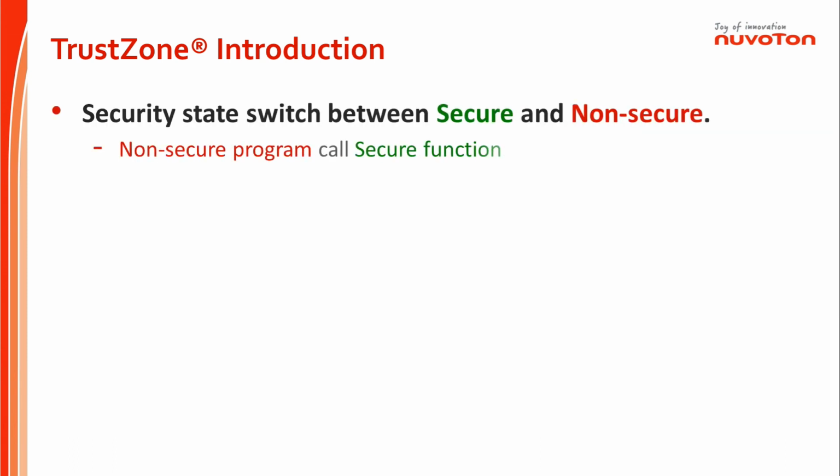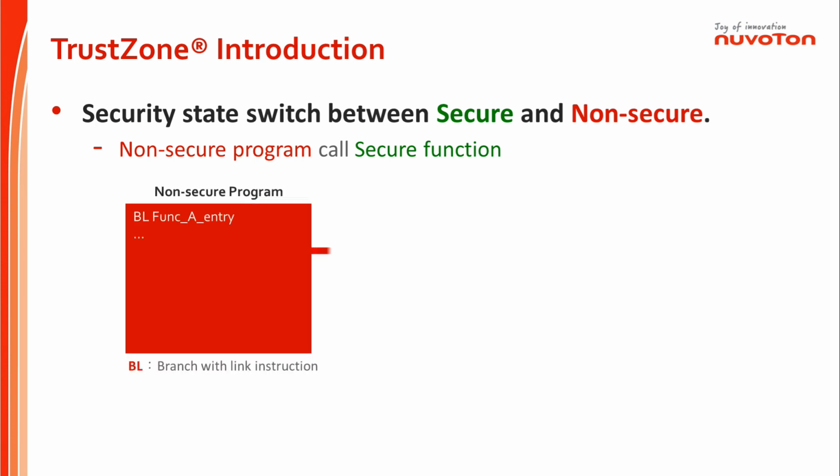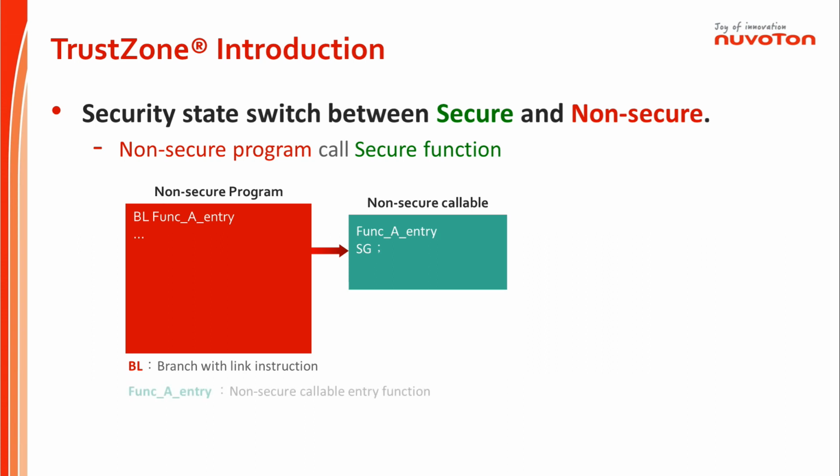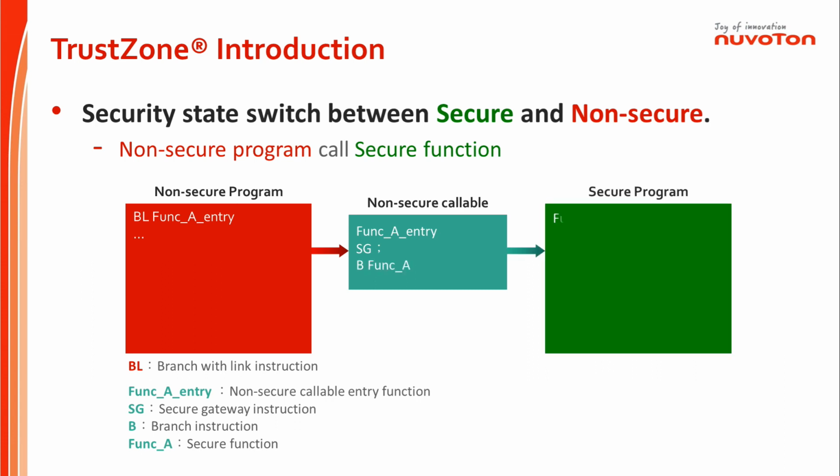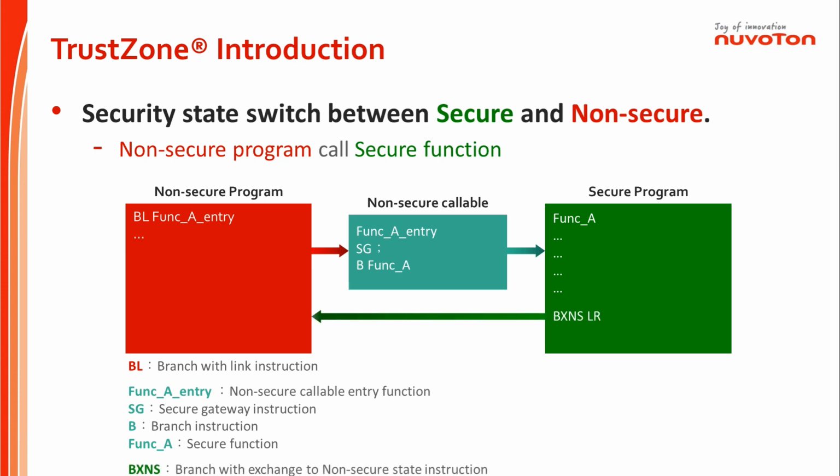If non-secure code calls a secure function, function A, the non-secure code calls the non-secure callable entry function, function A entry, at first. The first instruction of the non-secure callable entry function is the SG instruction. It is the entry point where the system switches from non-secure state to secure state and then calls the secure function, function A. The secure function ends with the BXNS instruction and the system returns to non-secure state.